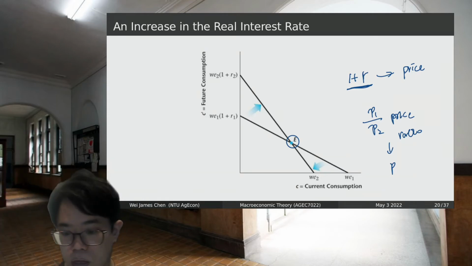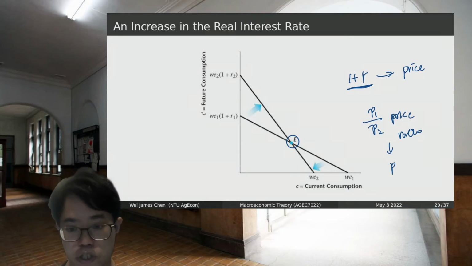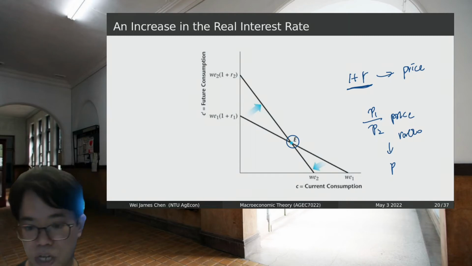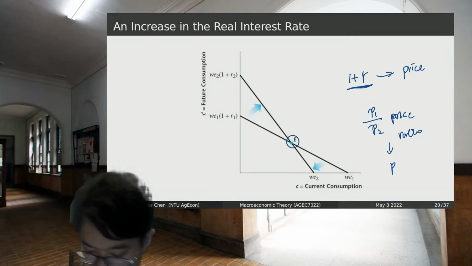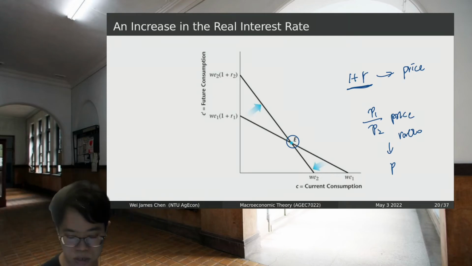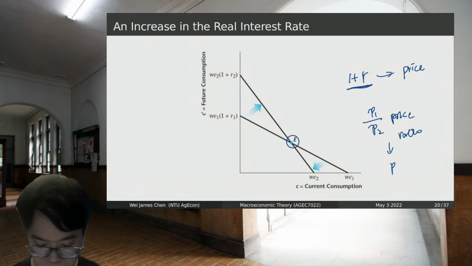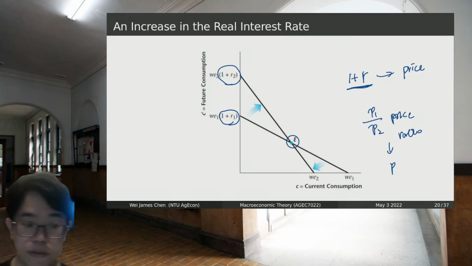I mean, if you don't have any savings in the bank right now, and if you don't have a student loan on you, you probably don't really care about the interest rate change, right? That's basically what it means here. So there's no change in the endowment point, but the slope changes, right? The slope goes from 1 plus r1 to 1 plus r2.